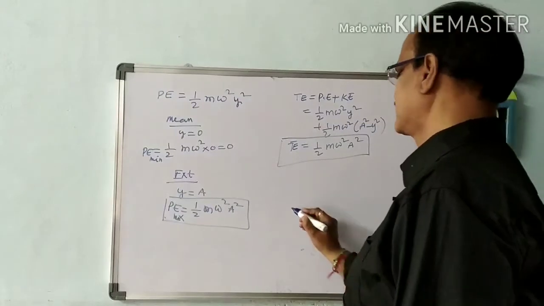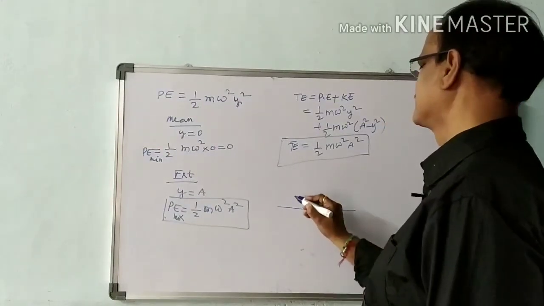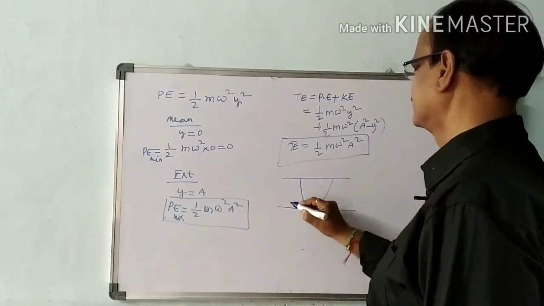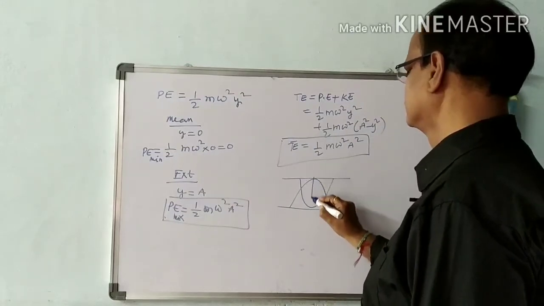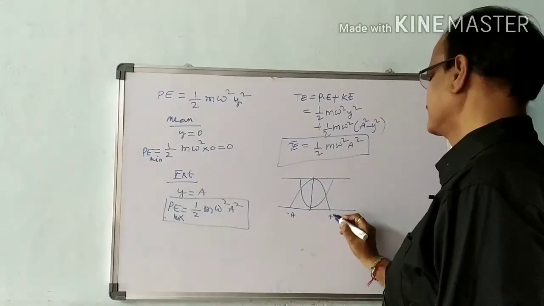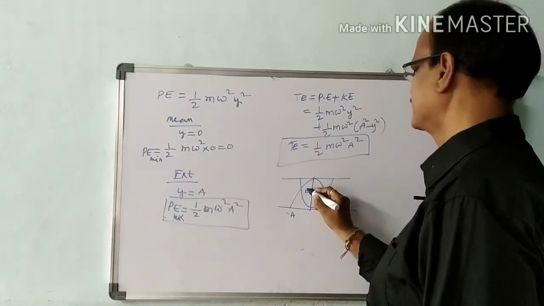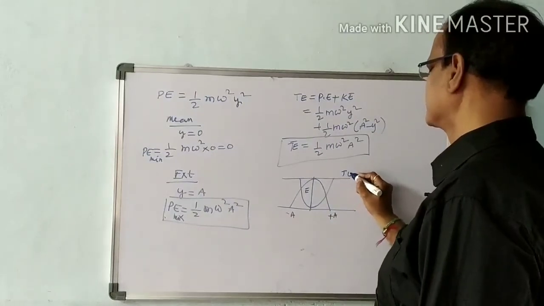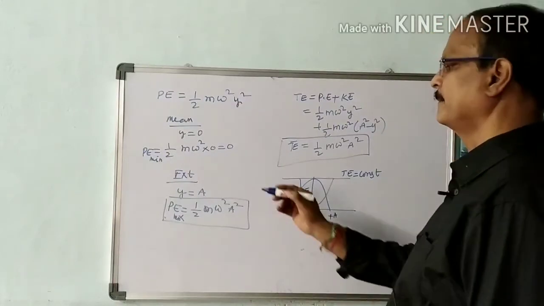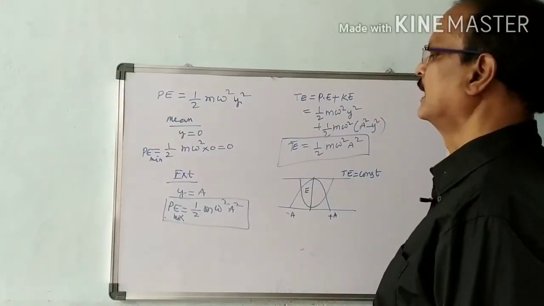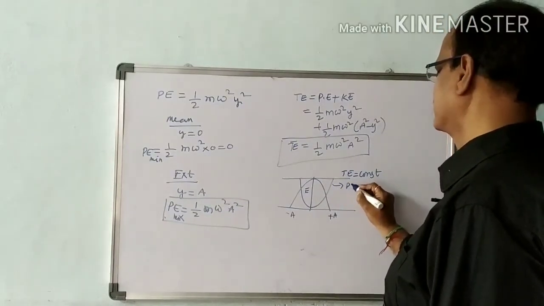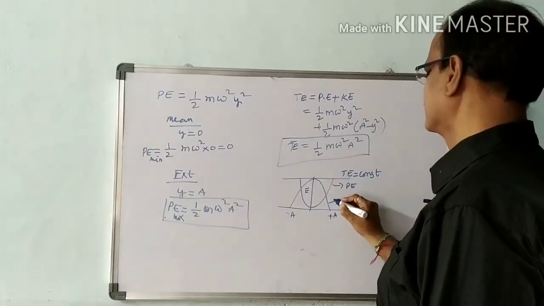So we can also represent it by a graph. We have a graph like this. So this is negative amplitude and positive amplitude, and this is the energy. So this is the total energy. It always remains constant. So P is maximum at extreme position. So therefore we will have this curve as the P curve, and this is K.